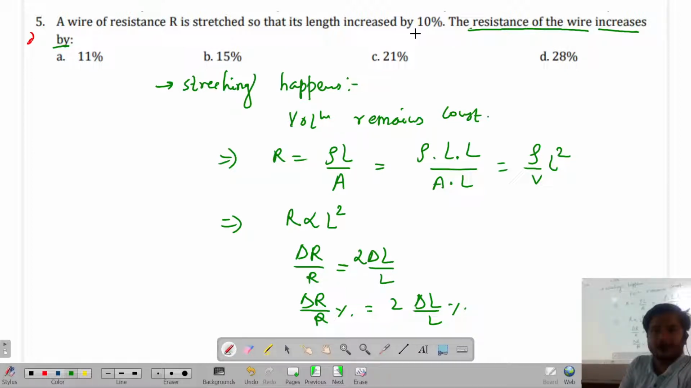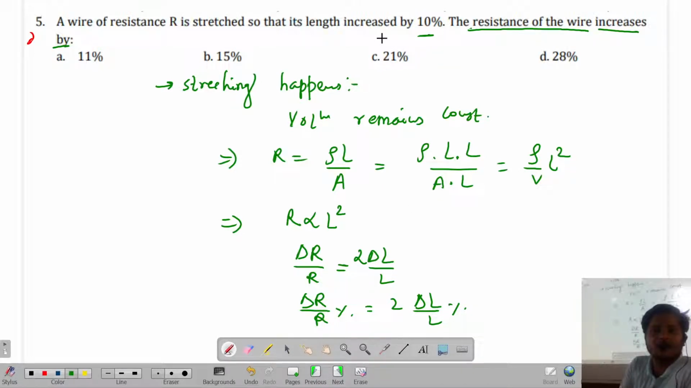So now look over here. If I increase the length by 10%, resistance increases by a total of 20% or not? Tell me. Delta R by R is 20%. So if the change in length is 10%, delta L by L is how much? 10% or not? Tell me yes or no.